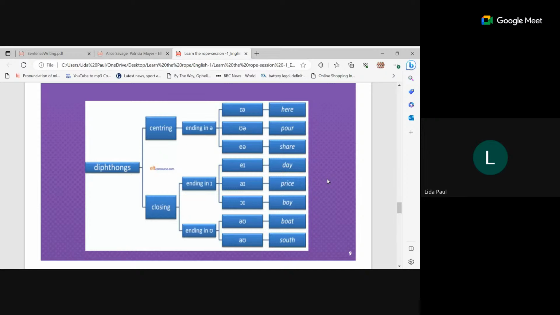App name, app name is Sounds Right. Just left it here.